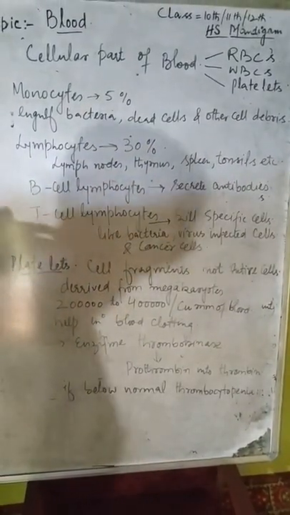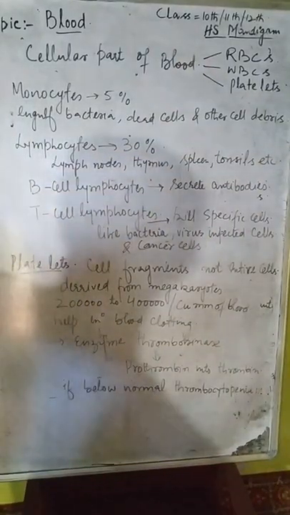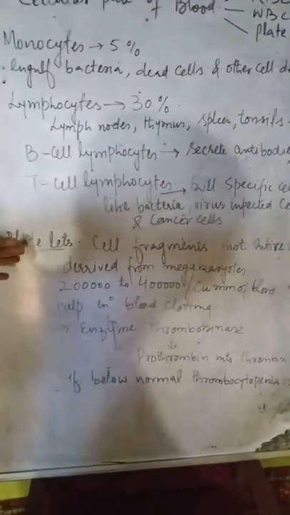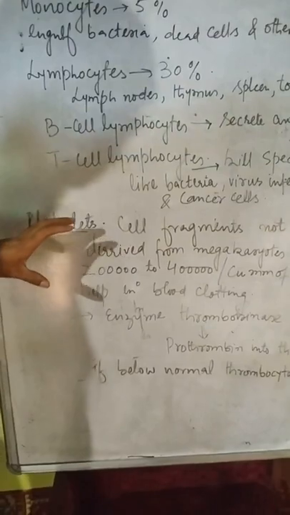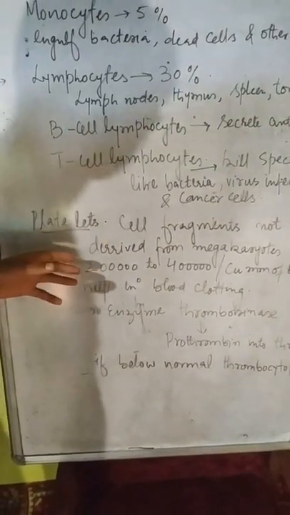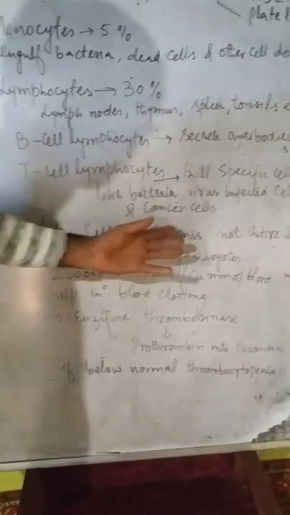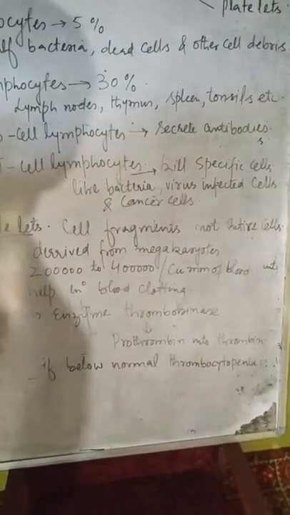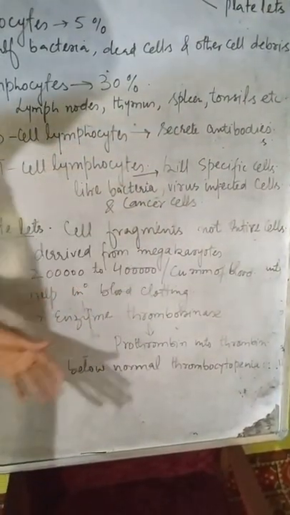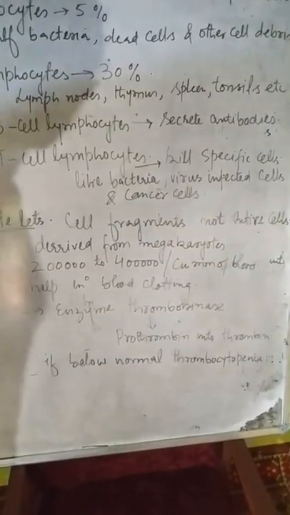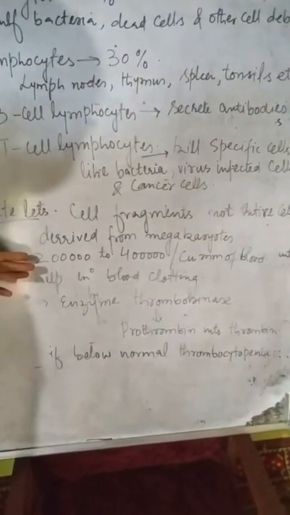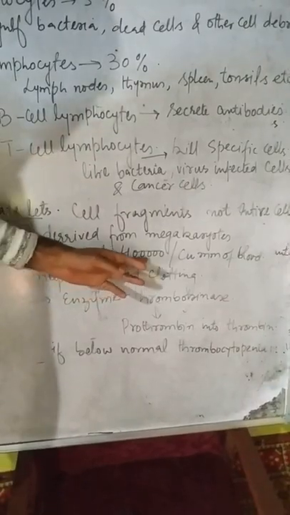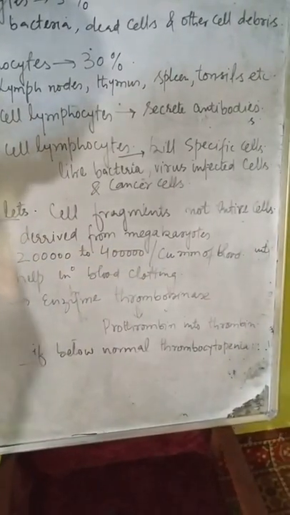So now coming towards the blood platelets. Blood platelets are actually not cells, they are just cell fragments, not the entire cells. They are derived from the larger cells called megakaryocytes, and their number varies from 2 lakhs to 4 lakhs per cubic millimeter of the blood.